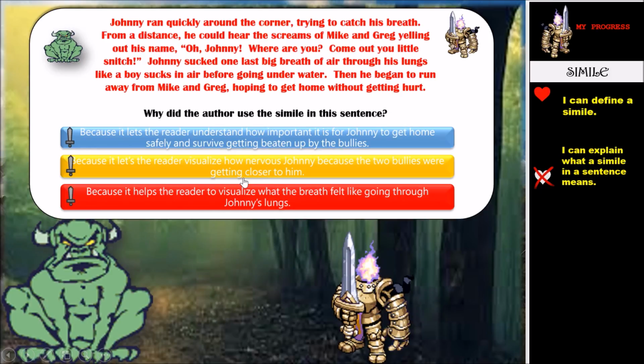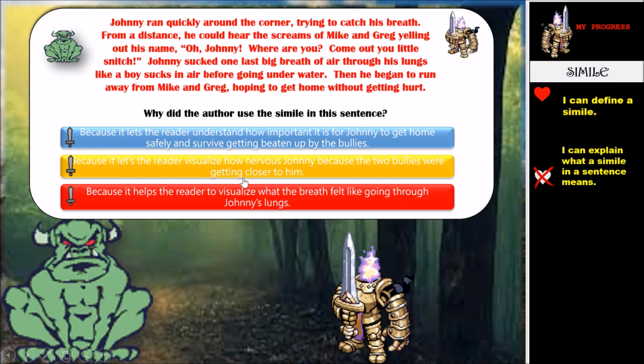Was it because it lets the reader understand how important it is for Johnny to get home safely and survive getting beaten up by the bullies? Because it lets the reader visualize how nervous Johnny is because the two bullies were getting closer to him? Or is it because it helps the reader to visualize what the breath felt like going through Johnny's lungs?